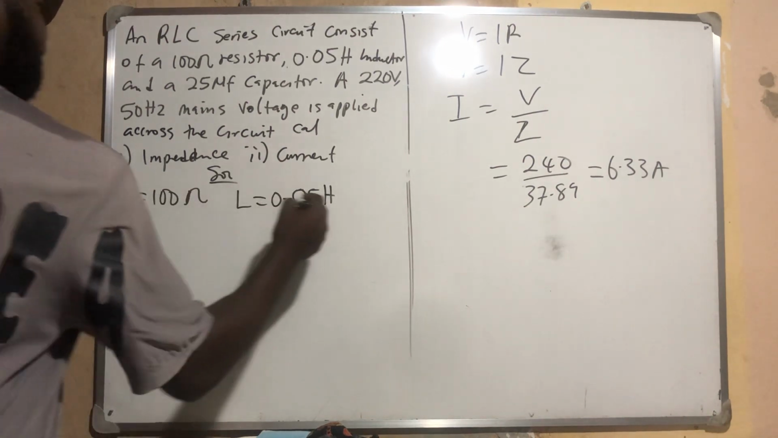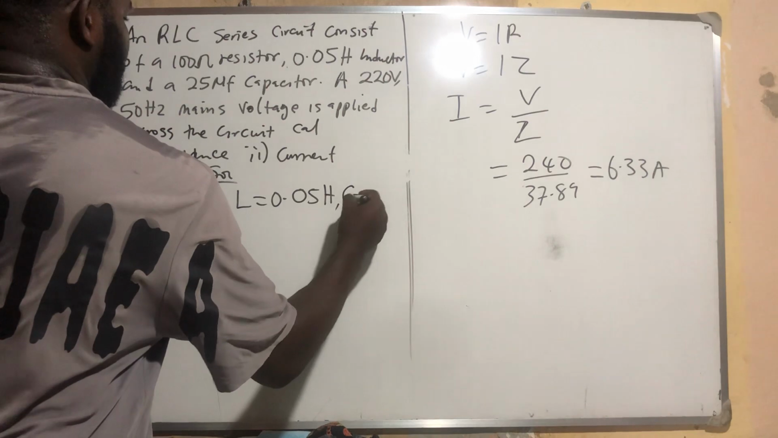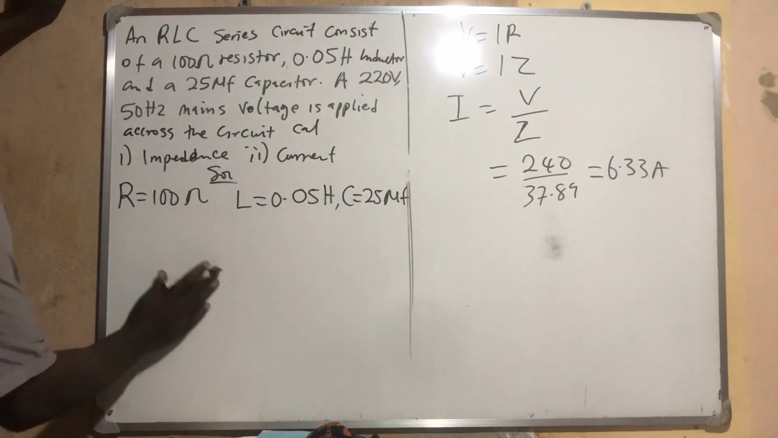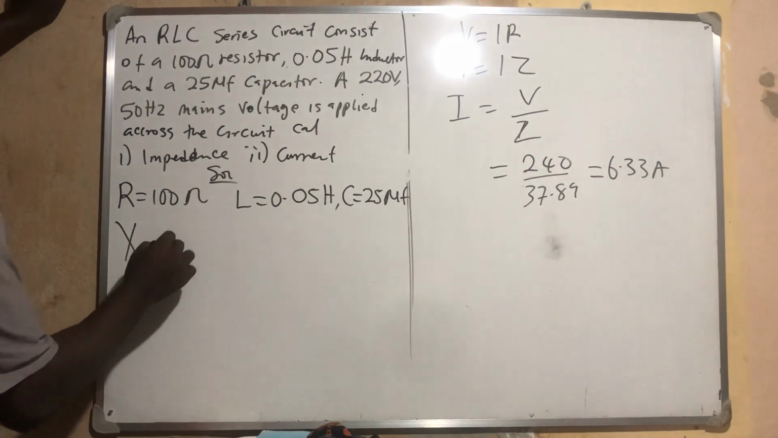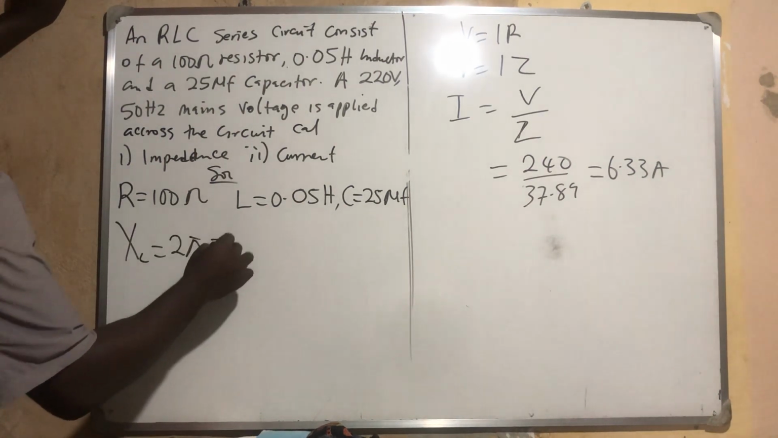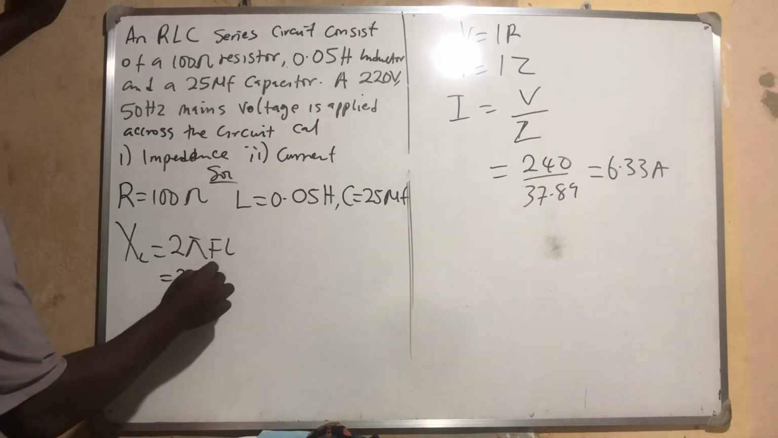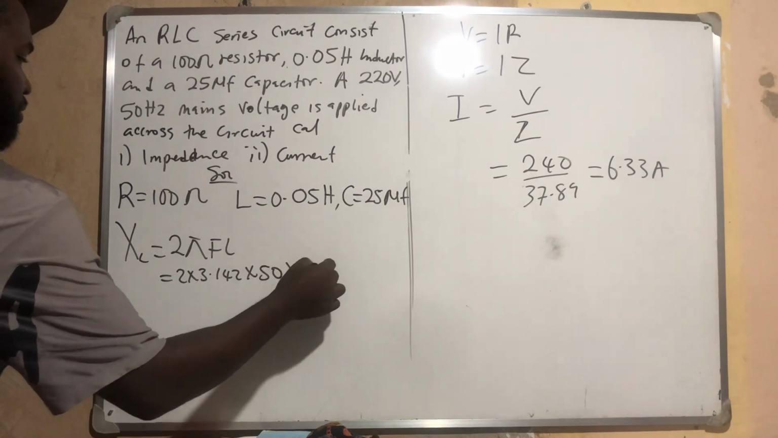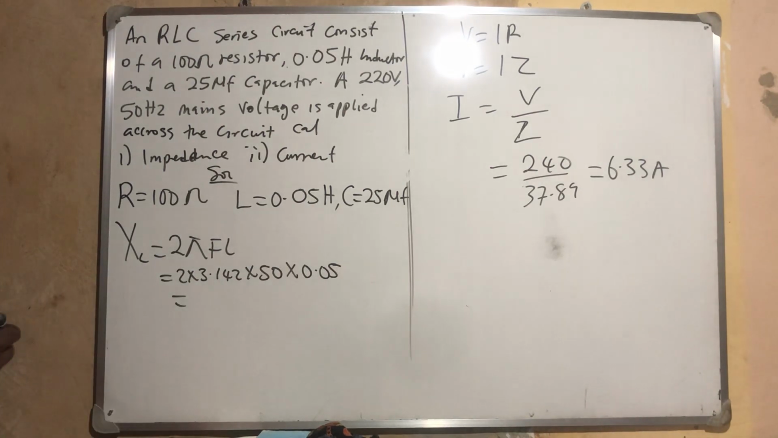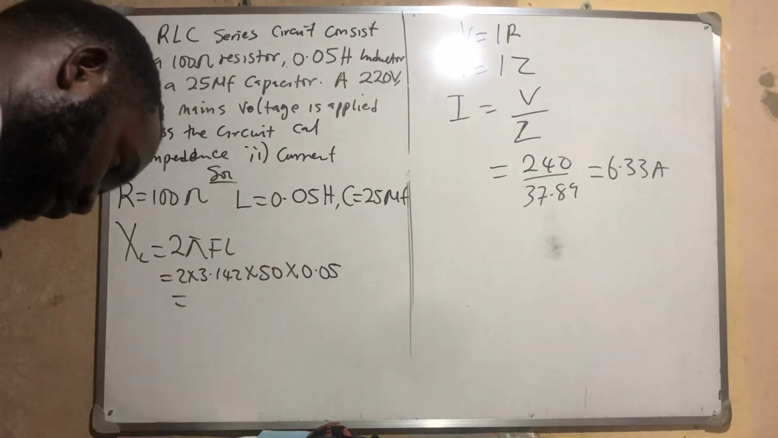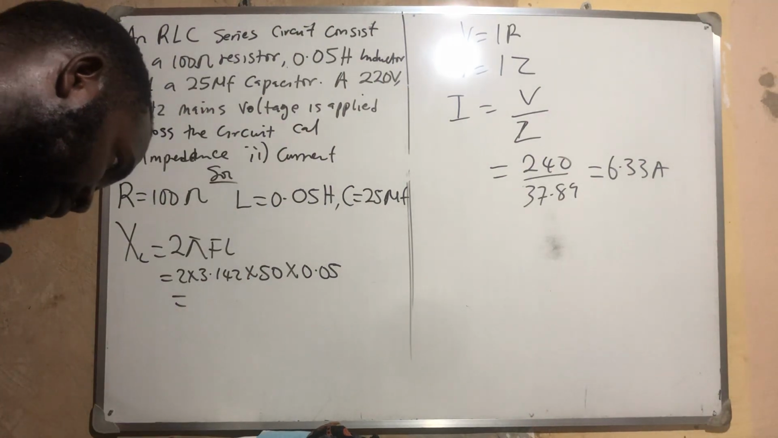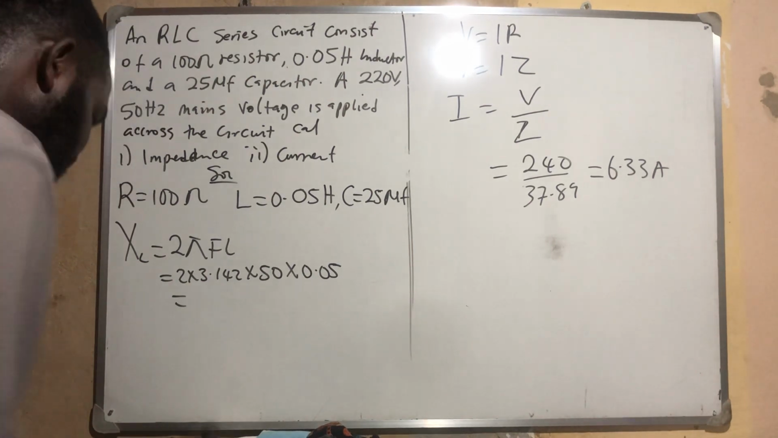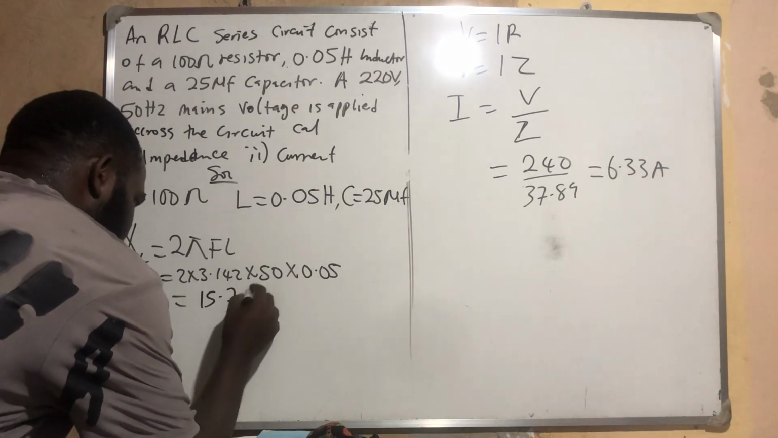Okay, and they equally gave me that my capacitor is 25 farad. So to get my XL is equal to what? 2 pi FL, which is what? 2 times 3.142 times 50, your frequency, then times your L, 0.05. So which will give me what? If I do that, my XL will now give me 15.7 ohms.